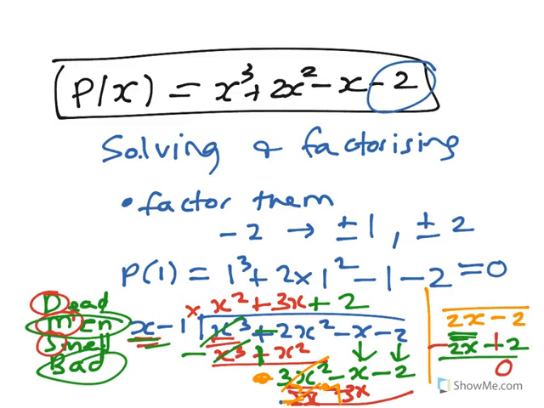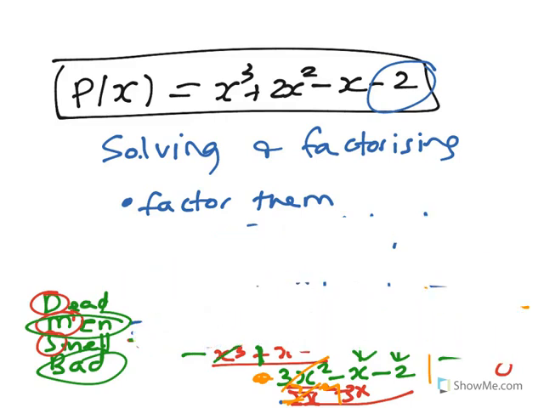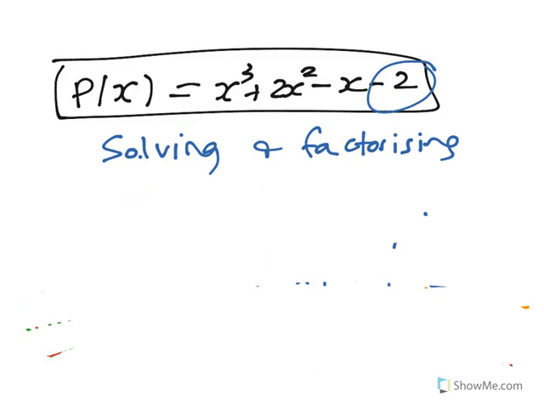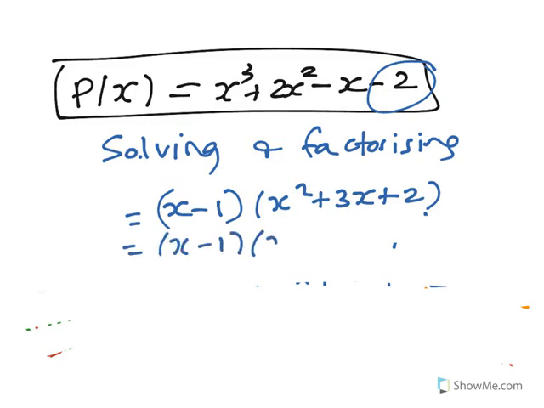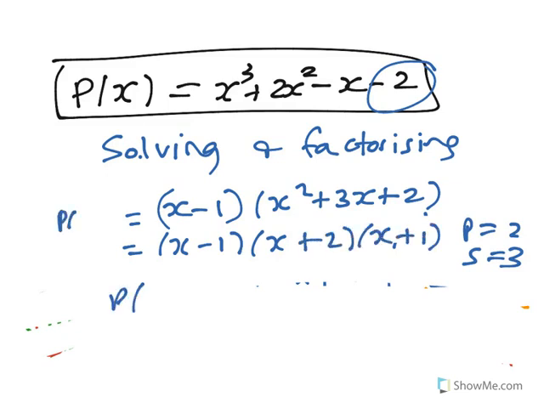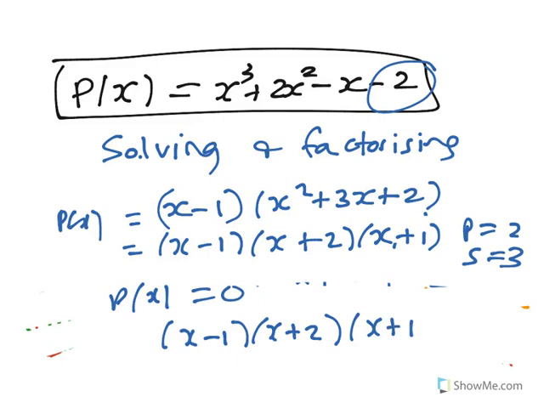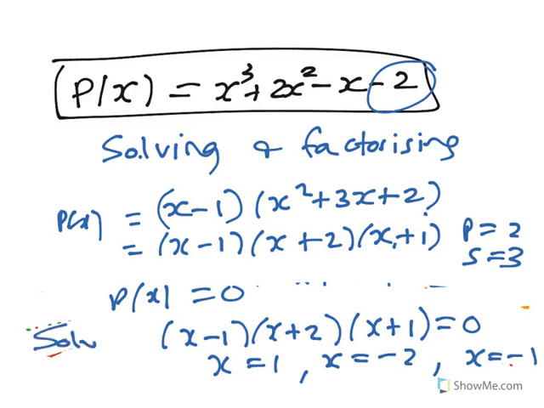So therefore that means that this polynomial, when I factorise it, so you find a factor, then you use long division, we got x minus 1, and then we got x squared plus 3x plus 2. Now that actually factorises: two things that multiply to give 2 but add to give 3 would be x plus 2, x plus 1. And when you go to solve p of x equals 0, x minus 1, x plus 2, x plus 1 equals 0, you get x equals 1, x equals minus 2, and x equals minus 1. That would be solved.